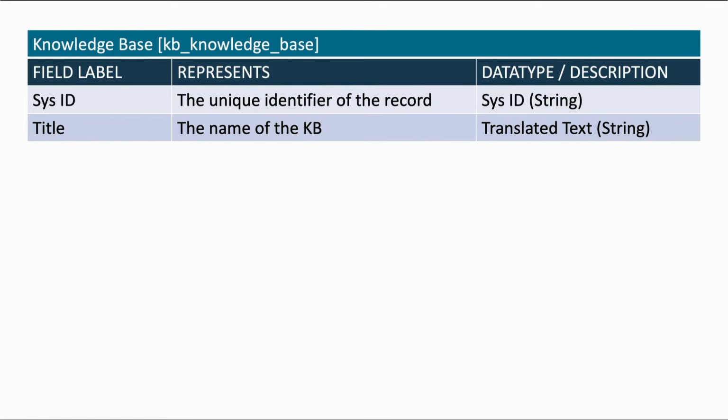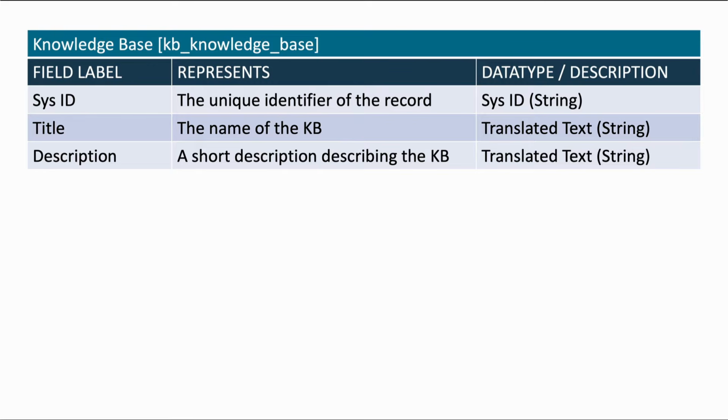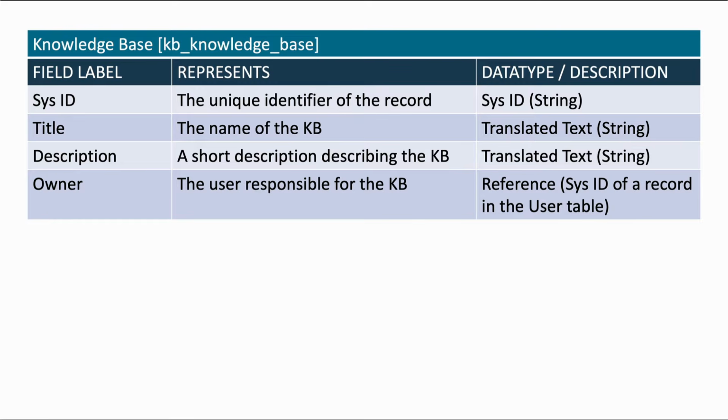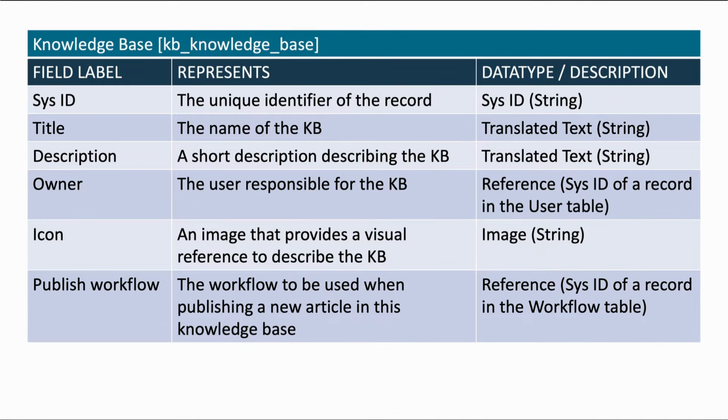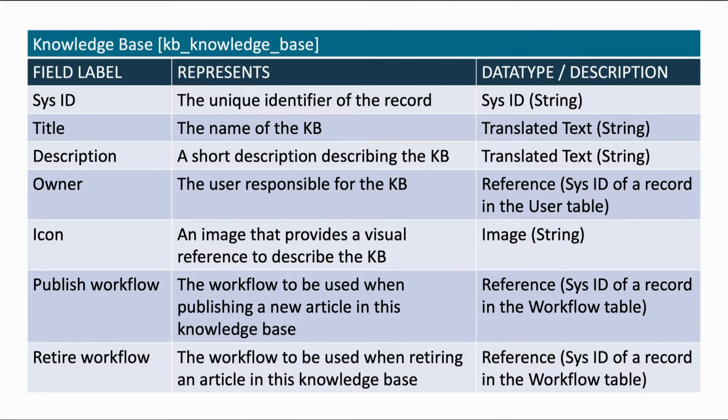The title is a string field that stores the name of the knowledge base, and the description field is also a string field that stores a longer, more descriptive explanation of the knowledge base. The owner stores the person responsible for the knowledge base, and it's a reference type field that gets populated with the SysID of the owner's user record. Each knowledge base can be associated with an image that provides a visual representation of the knowledge base, that's the icon field. And the publish workflow and retire workflow fields provide the ability to designate which workflow processes should be used when articles are published to and retired from the knowledge base.